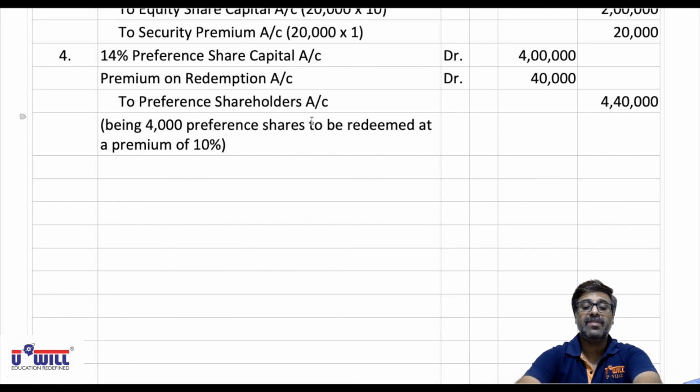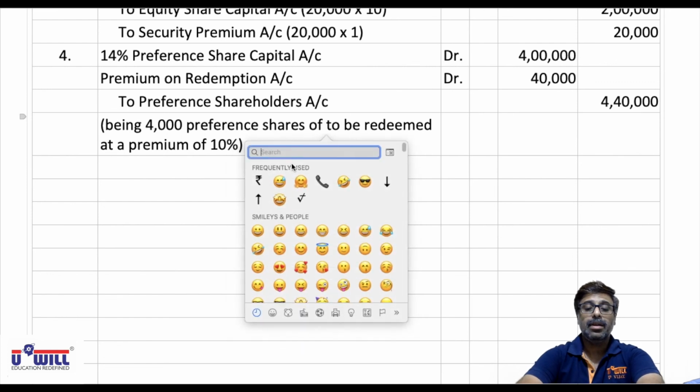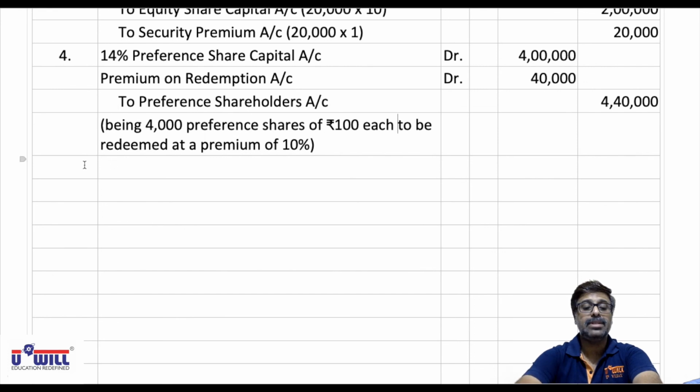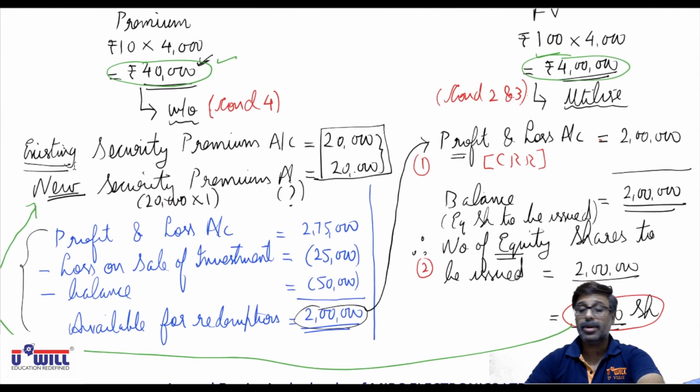Again, 4,000 preference shares of rupees 100 each to be redeemed at a premium of 10%. After redemption of preference shares, what is the fourth entry I made you write in the notebook? Writing off of security premium. Here, sorry, premium on redemption.